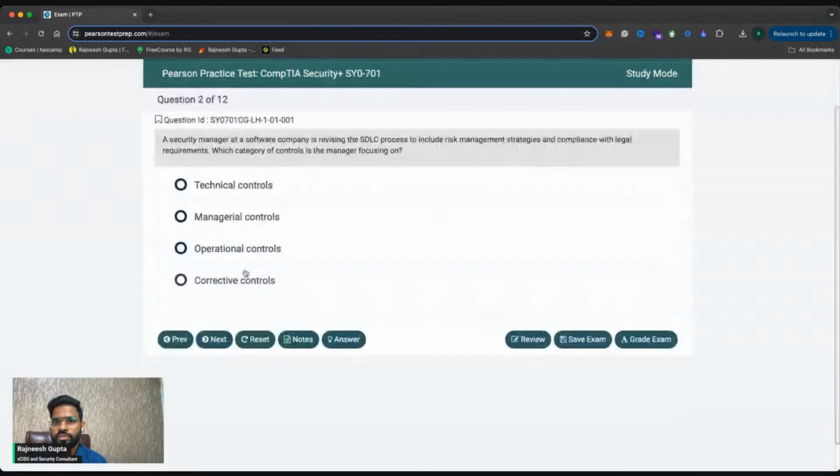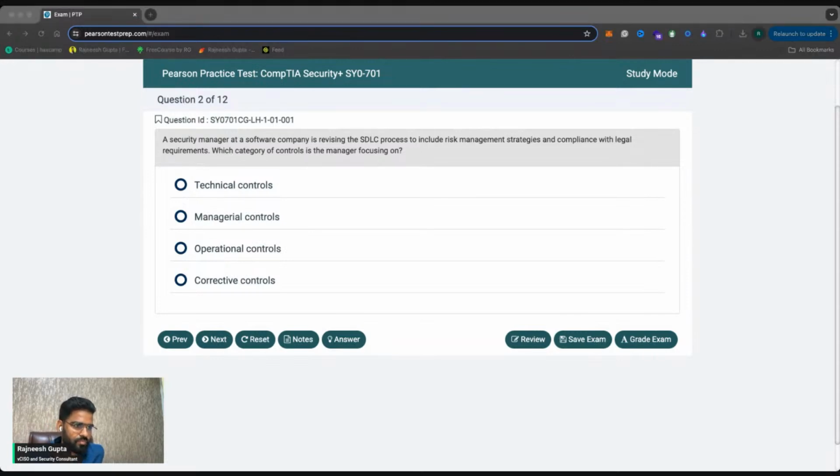The next question is: a security manager at a software company is revising the SDLC process to include risk management strategy and compliance with legal requirements. Which category of control is the manager focusing on? What do you think? Is it technical control, managerial control, operational control, or corrective control?